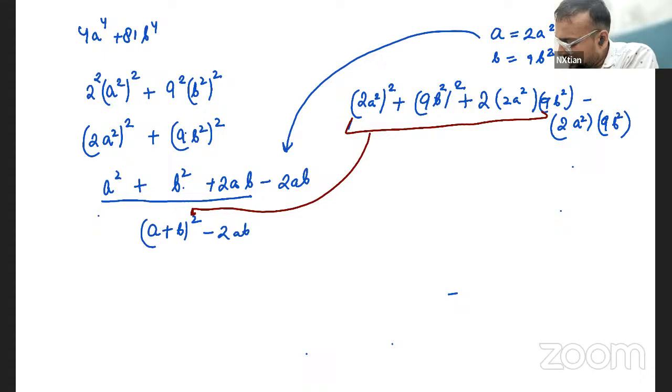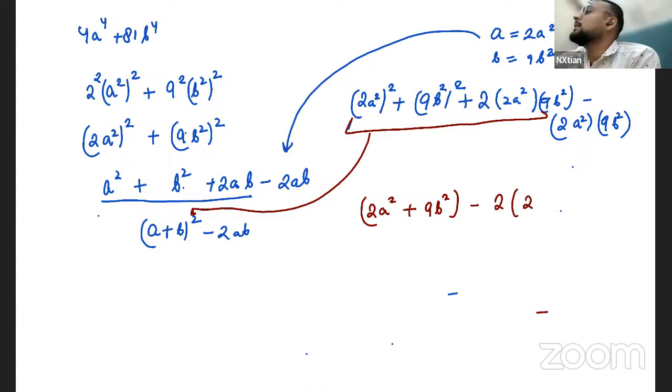Okay, so it will become 2a square plus b plus b. Ayush, see? Plus b, which is 9b square minus 2 into 2a square into 9b square. This is the thing. Guys, did you understand?